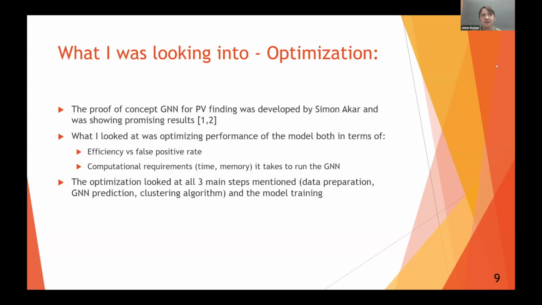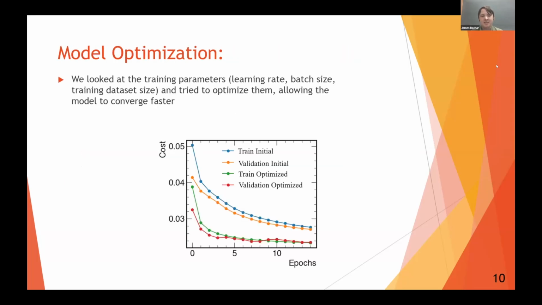So I looked at all of the 3 steps I showed in the previous slides, but for the sake of time, I will just summarize some of the most interesting findings we had. So basically, one of the first things I tried to optimize was the training time, since we want to make sure the models converge faster so we can see results fast.